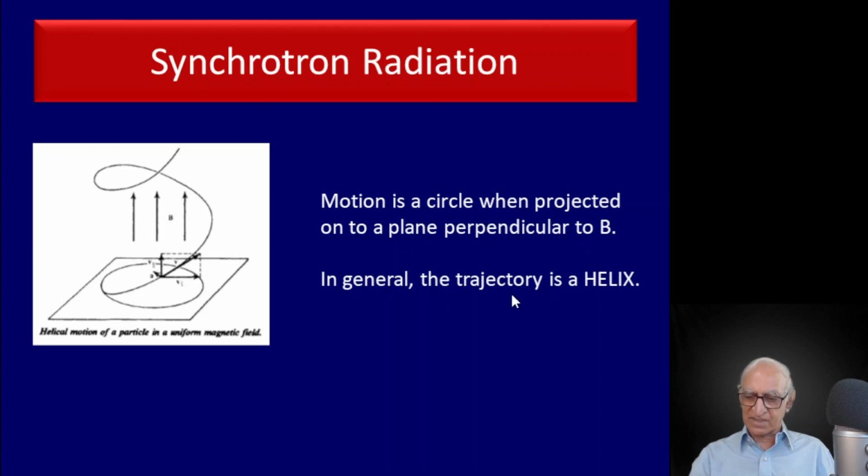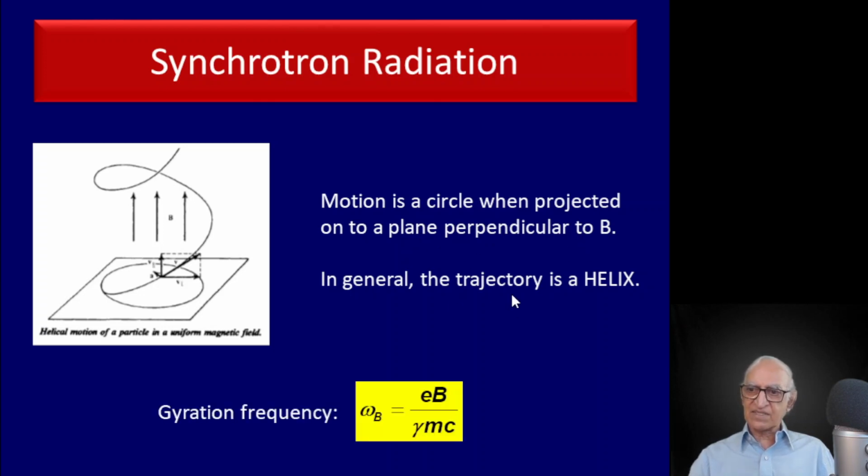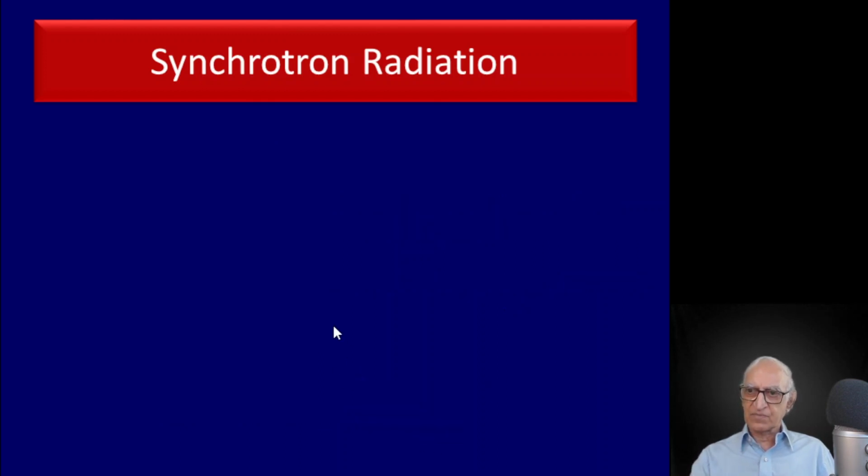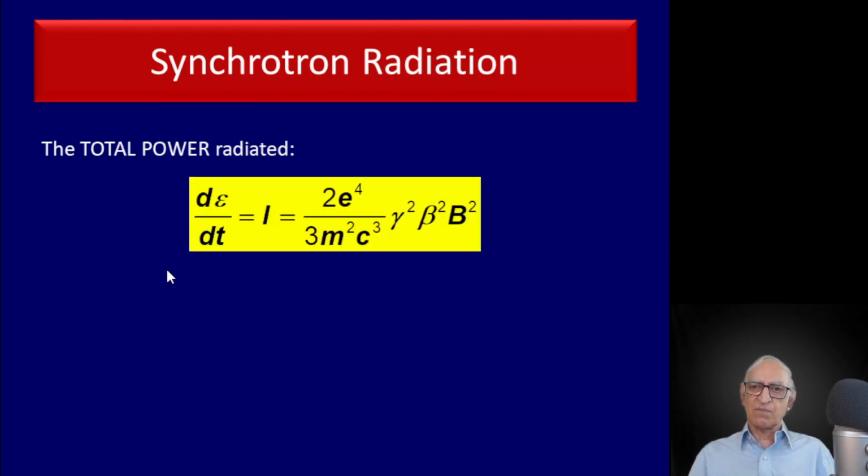In general, the trajectory will be a helix. The gyration frequency, as I said in the previous slide, is eB over gamma mc. Now, let us see the total power radiated. The total power radiated by a charge with a Lorentz factor gamma, where gamma is 1 over square root of 1 minus v squared by c squared, then the energy radiated per unit time is given by this formula. And the important thing to notice is that it is gamma squared times B squared.